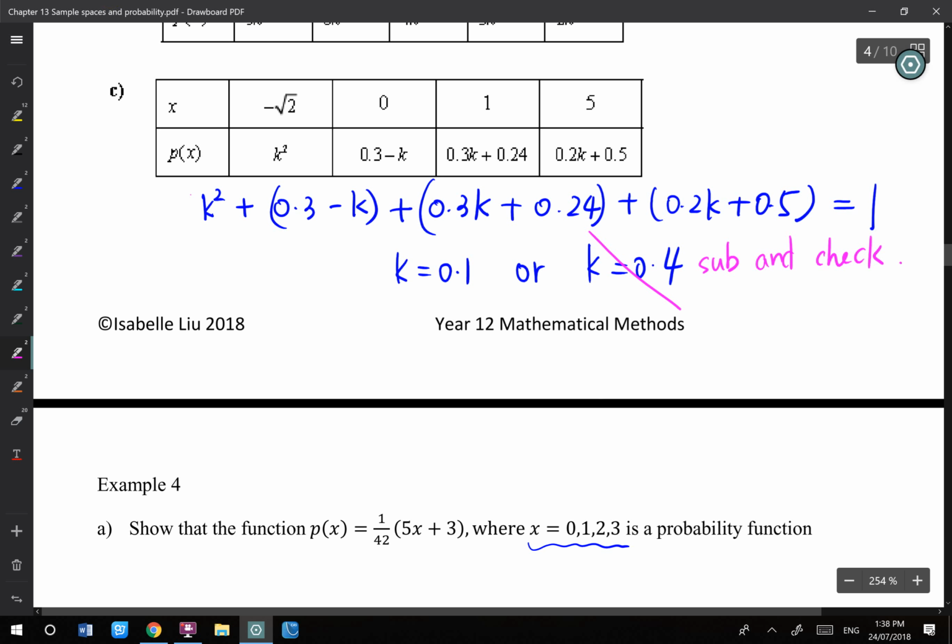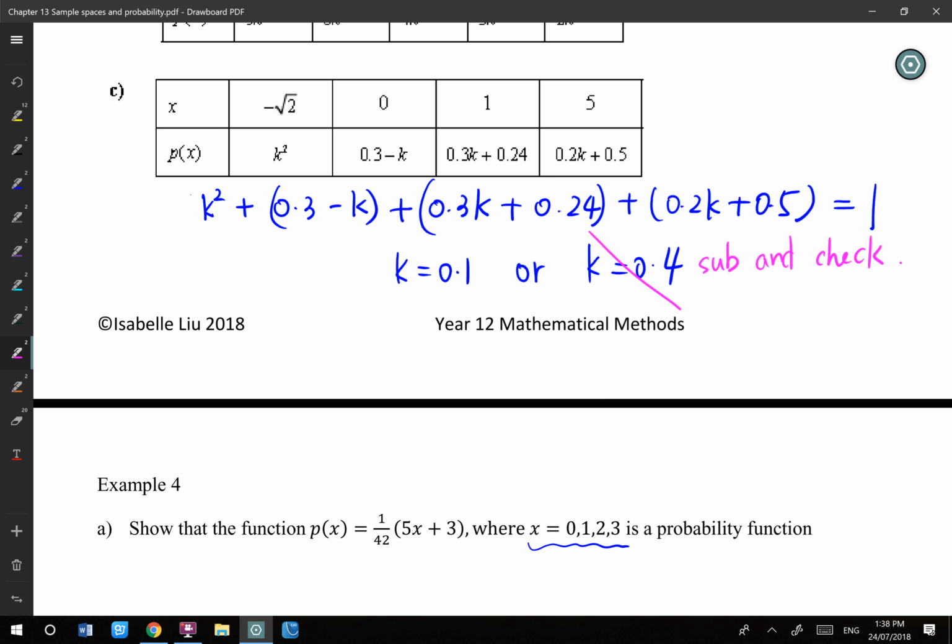Okay, you always need to satisfy two requirements. First one is each individual probability is in between 0 to 1. Second is all the probabilities adding up should give you 1. So if any of this does not satisfy, you can't have a probability distribution.